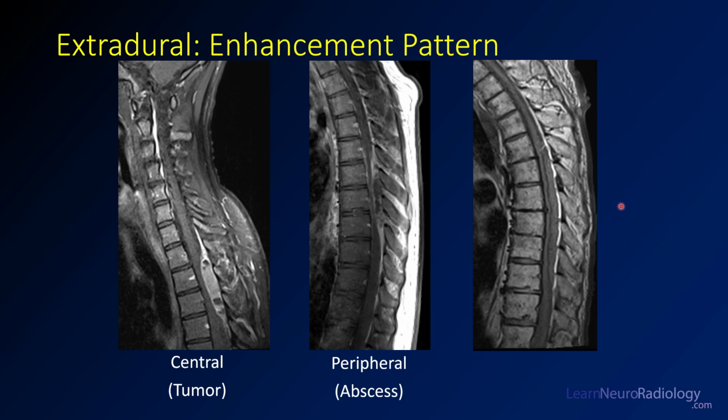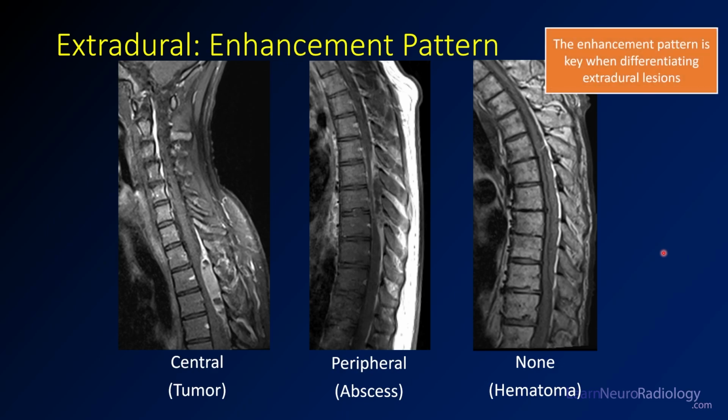Now in this last case, what we see is very little enhancement at all. Maybe a little bit of central T1 hyperintensity, but it looks pretty similar to the spinal cord. This is more classic for hematoma, so early hematomas particularly don't tend to have very much enhancement. The enhancement pattern, like I said, is key, and it really helps you differentiate these lesions and give a better differential than you would have without the enhancement pattern.